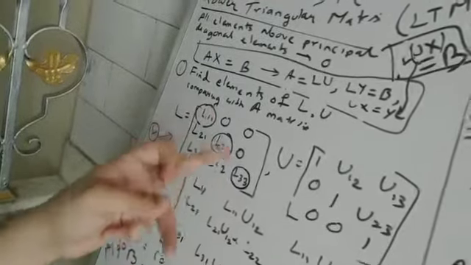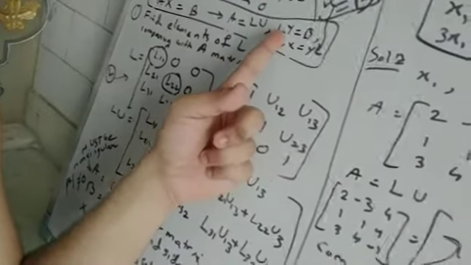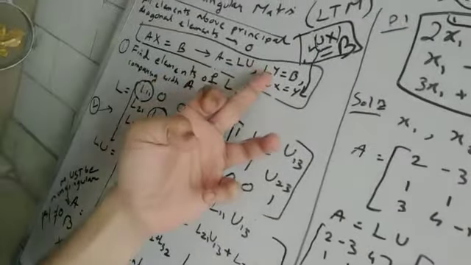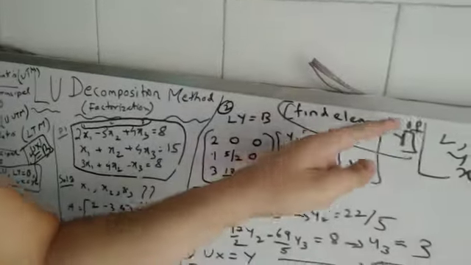Next step is what I have written here: Ly is equal to B. Okay, so we know what is L, right? L is this one, and already we have calculated the values for this problem. So we know L, but we don't know y. We already know B. Fine. So what you need to do? The unknowns are the y values. So find the elements of y.